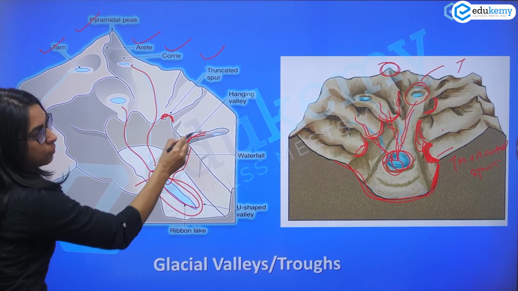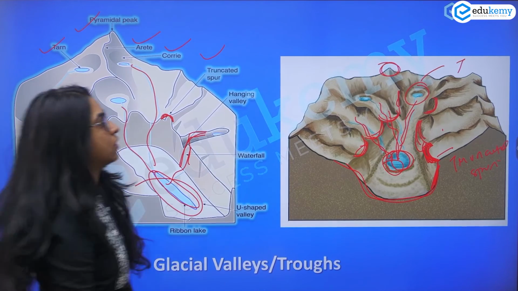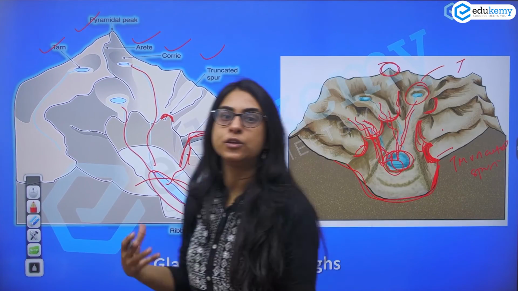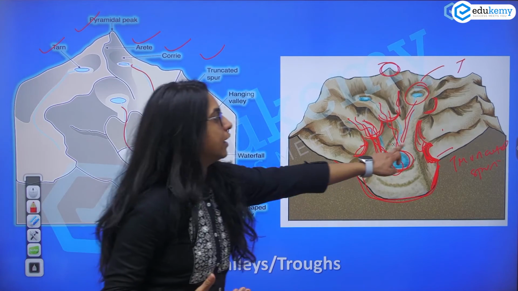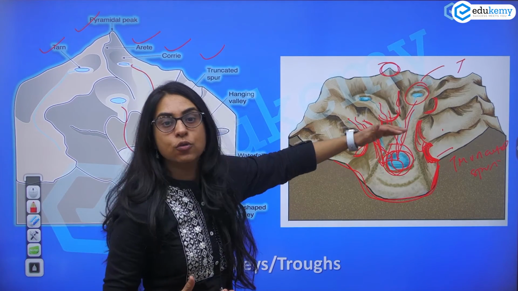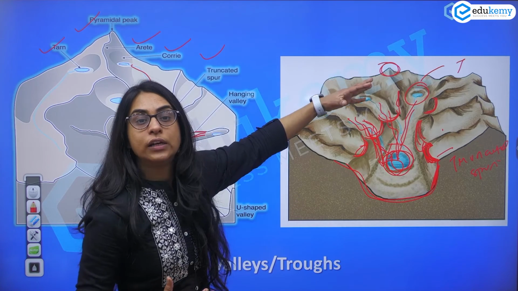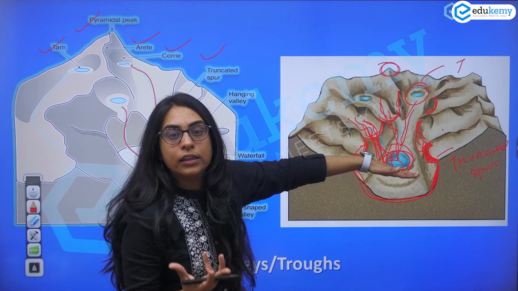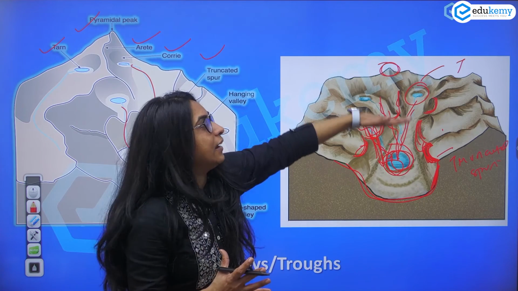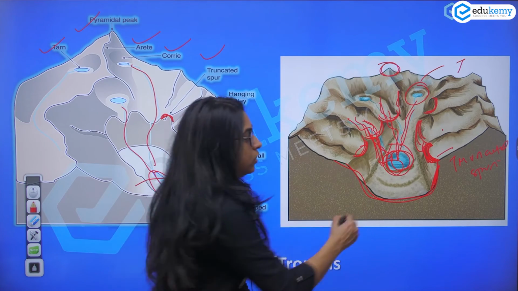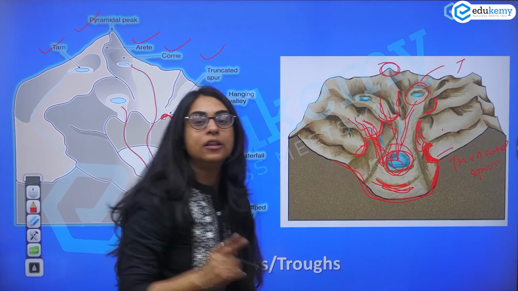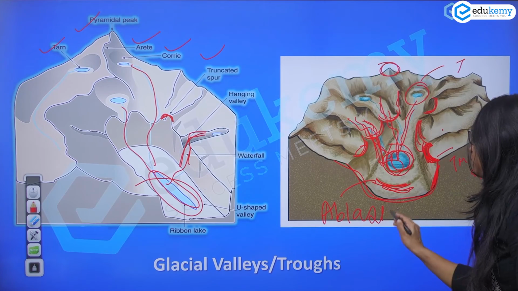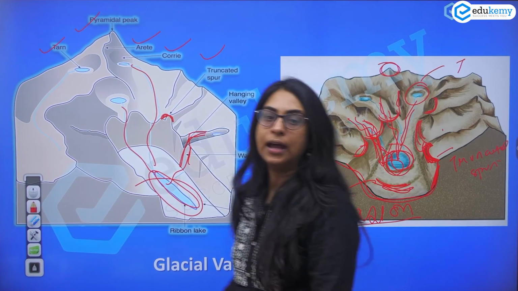We get the waterfall because the glacier has melted and the river will form a waterfall. Understand, the ablation of the glacier took place in the reverse manner. The glacier melted here first and then the glacier melted in the highlands. The melting of the glacier is also called ablation. Just keep this in mind, ablation.